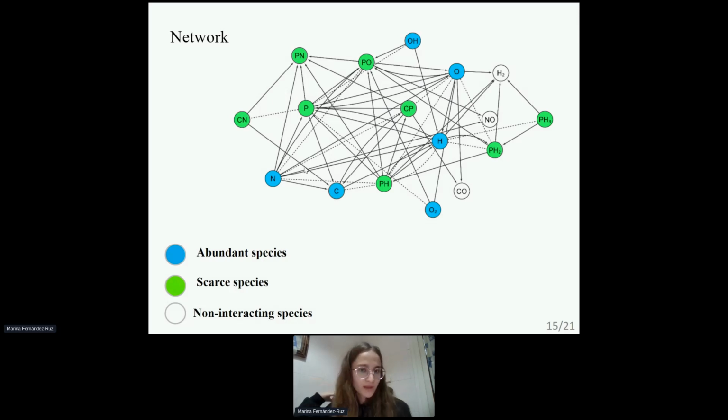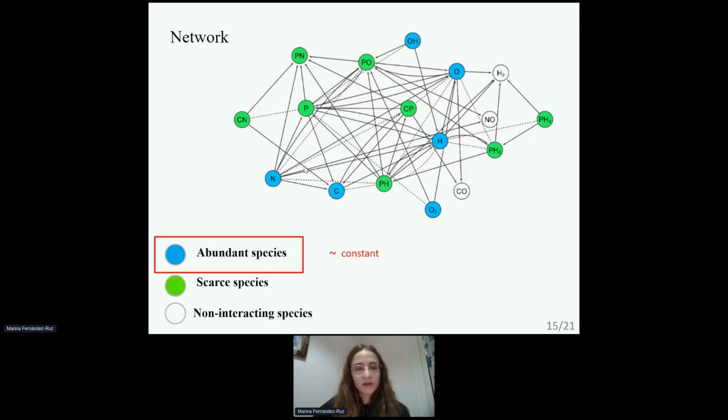As you can see, they are classified in 3 groups. We have the abundant species and the scarce species according to a threshold. If the initial abundance is above the threshold, we say that it's abundant, so it's blue, and below the threshold, we have the scarce species. The non-interacting ones are those whose initial abundance is not in the system of ordinary differential equations. So we don't really need their initial abundance, and they are not classified.